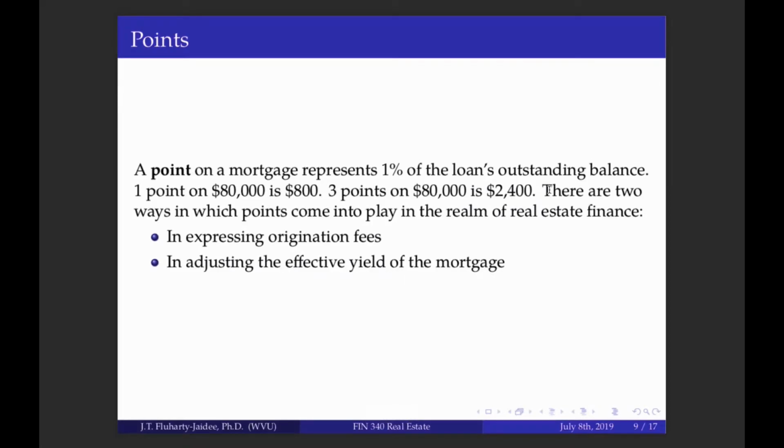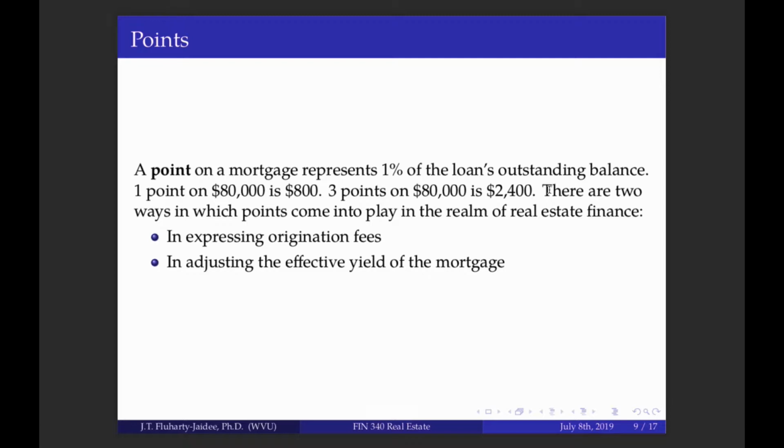Okay, points are a pretty difficult part of mortgages, especially the calculation on them tends to mess up students quite a bit. And they're hard to remember how the calculation works, so that's to be expected. But a point is just a 1% balance of the loan that is outstanding. So a 1% or 1 point balance on an $80,000 loan is $800. A 3 point on an $80,000 loan is therefore $2,400.